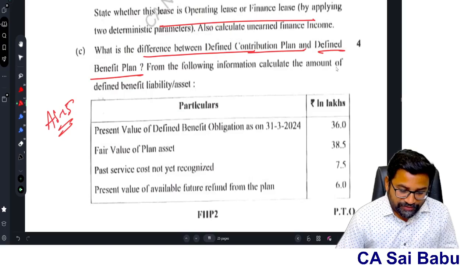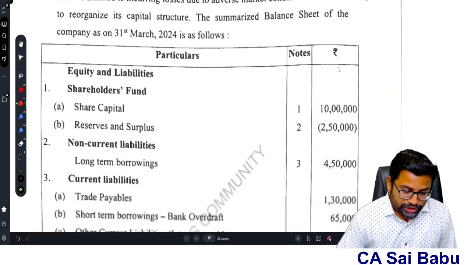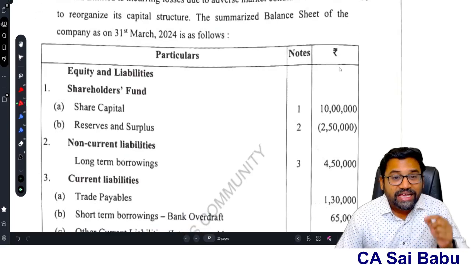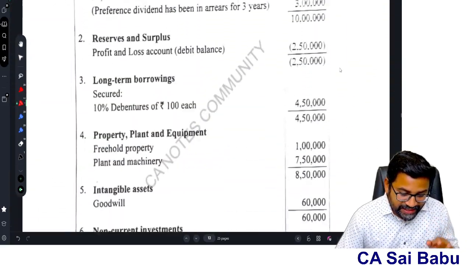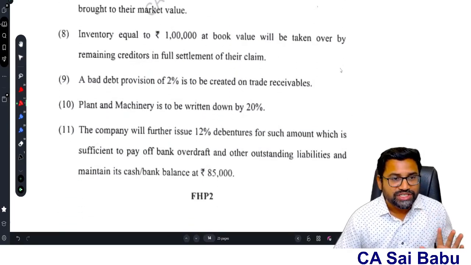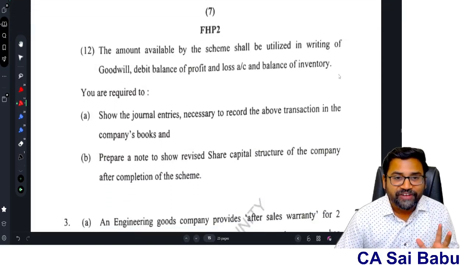Now calculate the deferred tax liability asset. This is also a very straightforward, easy question only. Now see, here I think the gift of the paper, I can say, is the internal reconstruction question. And this question is straight away the same question, sir. It is not at all difficult, as well as not at all a different question.